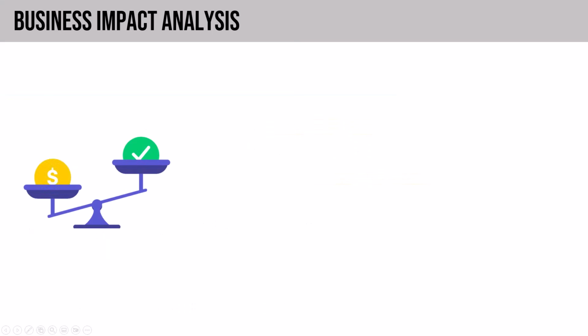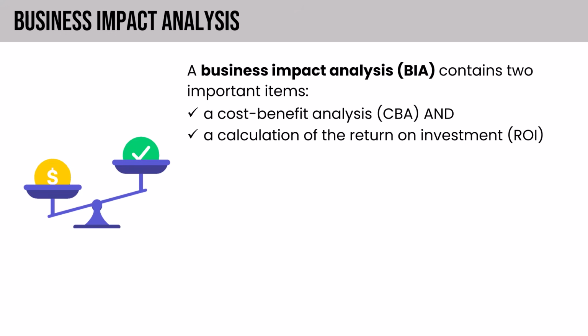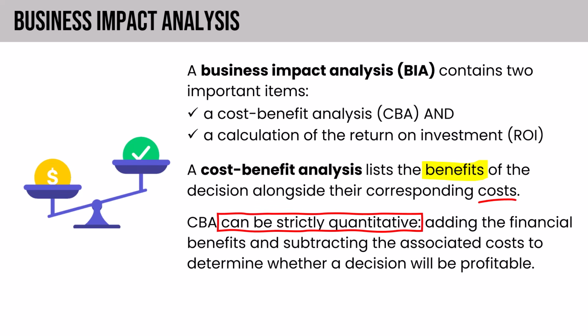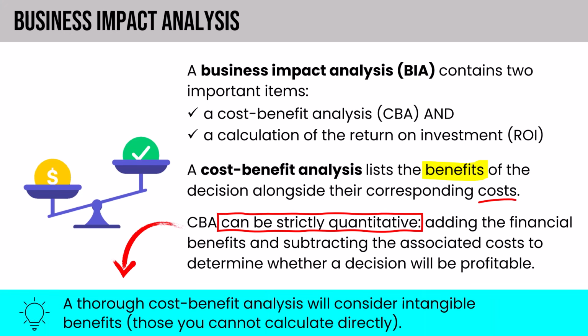You may see questions around business impact analysis on the exam. A business impact analysis contains two important items: a cost-benefit analysis and a calculation of the return on investment. Now, a cost-benefit analysis lists the benefits of the decision alongside their corresponding cost, and it can stop there. A cost-benefit analysis can be strictly quantitative, just adding the financial benefits and subtracting the associated costs to determine whether a decision will be profitable. A thorough cost-benefit analysis will consider intangible benefits, those that you cannot calculate directly.